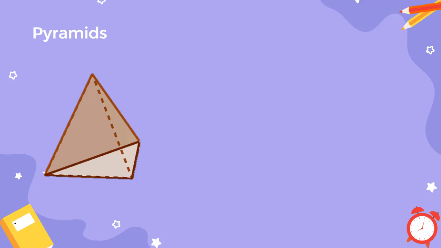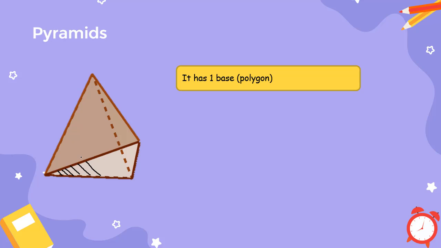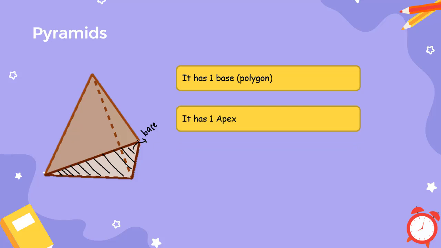So look at this picture. I have a pyramid here. Now let's find the general properties of this pyramid. For the first property, it has one base. So which one do we call the base? This face we call the base of a pyramid. And the second property, it has one apex. So what is the apex? Apex is the top vertex of the solid shape. This is what we call the apex.